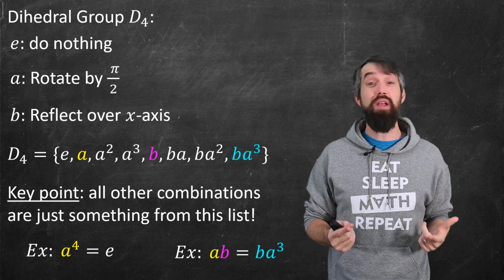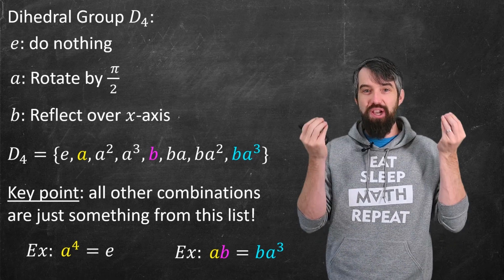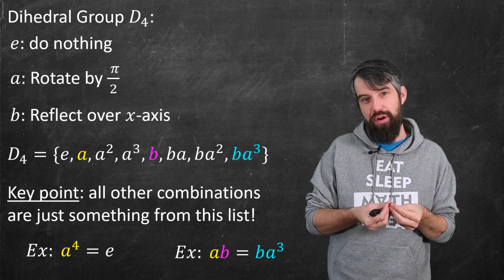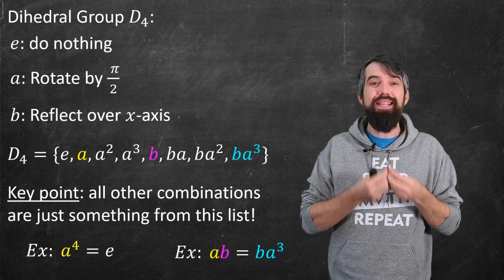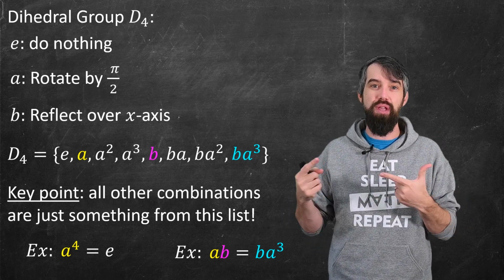In math speak, what we say is we have a binary operation, which means if I take any 2 elements from the set and combine them, like do one, then do the other, then the result of that is something that is in the set. It is so-called closed under this binary operation.